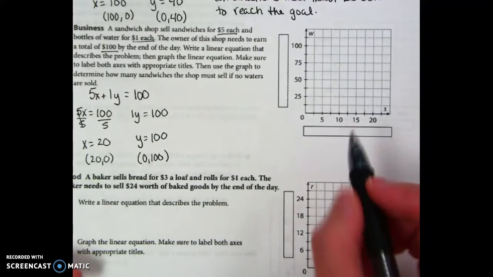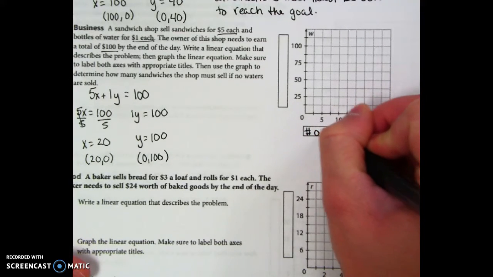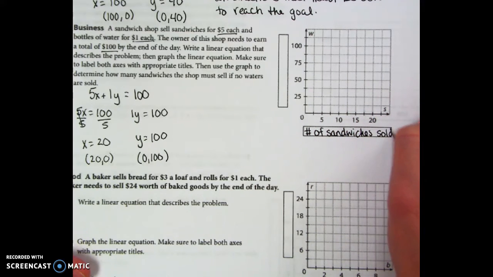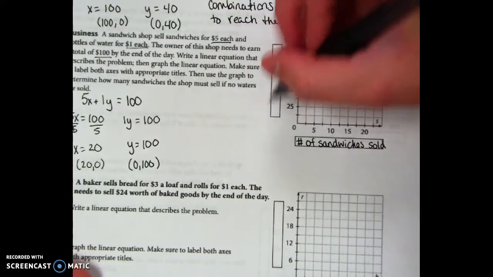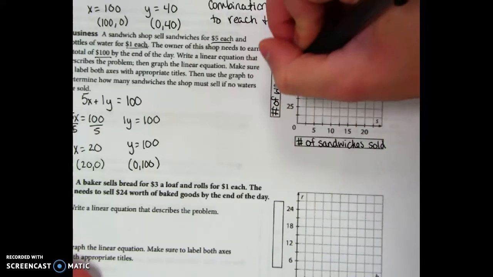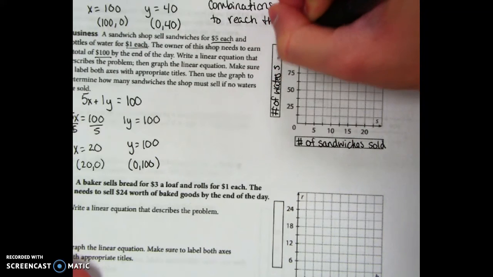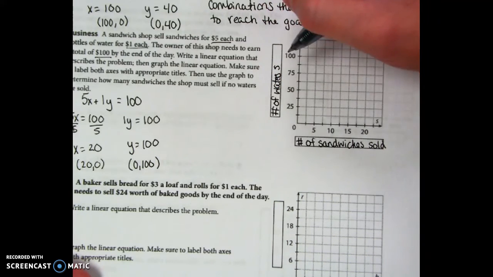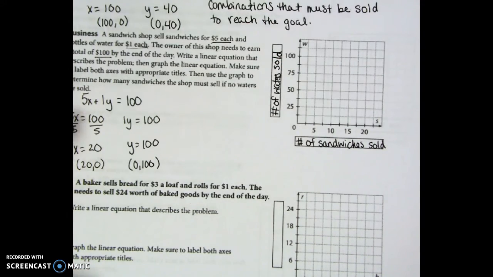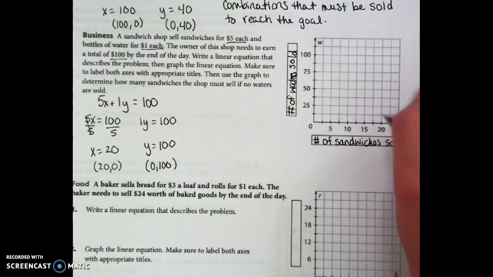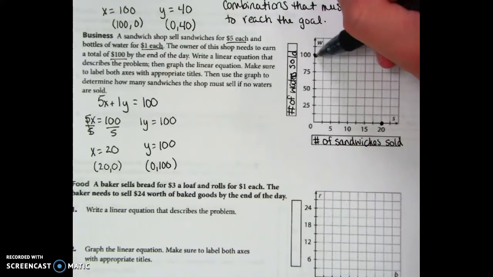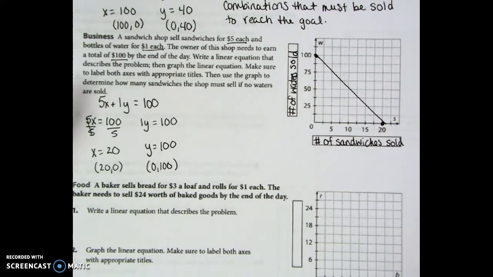Okay, so the x-axis, that is going to be the number of sandwiches sold. And over here on the y-axis is the number of waters. Whoops. That says waters. There's an R in there somewhere. There. Okay, so I'm going to graph 20, 0 is right here, and 0, 100 is right here. Well, close enough.